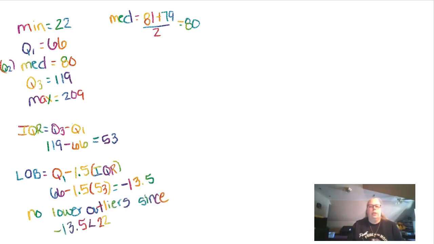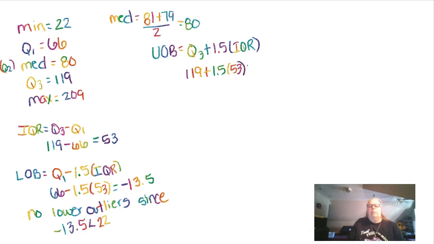And here's our conclusion. We know there's no lower outliers because the lower outlier boundary we got is less than our minimum value up here of 22. All right, let's find that upper outlier boundary. This is going to be our Q3 plus 1.5 times that IQR we found. Q3 is 119. And then we're going to have 1.5 times 53.